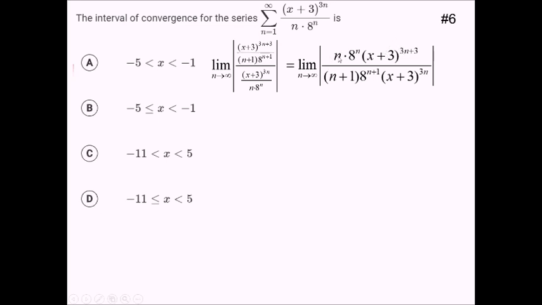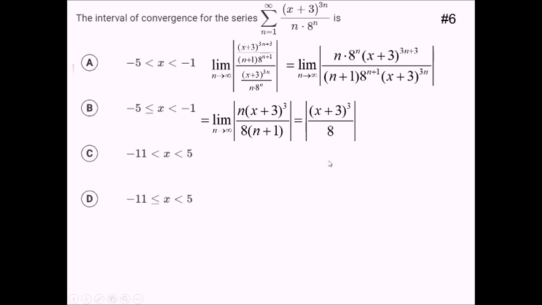So upstairs then, I've got n. This 8 to the n is gone, so we just have n and x plus 3 to the 3rd. In the denominator, I still have an n plus 1. I have an 8, and these x plus 3's are gone, so just 8 and n plus 1. As n approaches infinity, I can ignore this plus 1 next to the 8 in the denominator. So I've basically got n times all of this stuff divided by 8n. The n's are going to cancel, leaving me with just x plus 3 cubed over 8 in my absolute value.